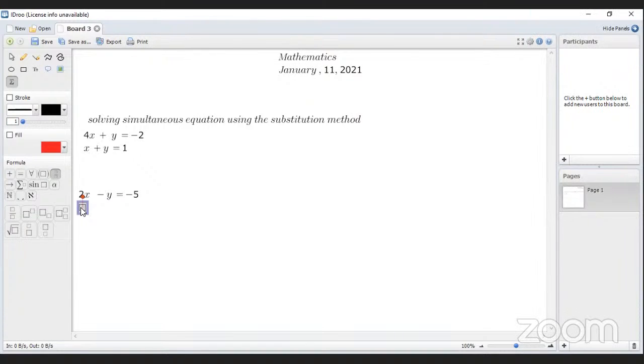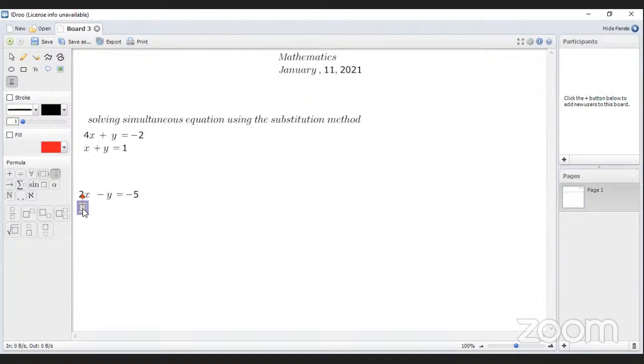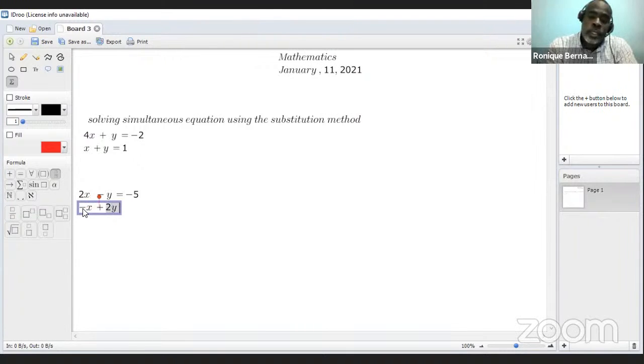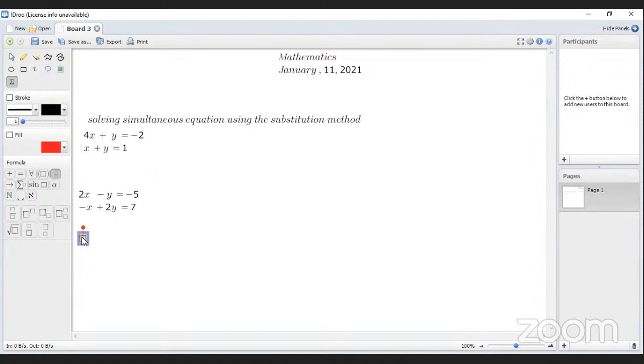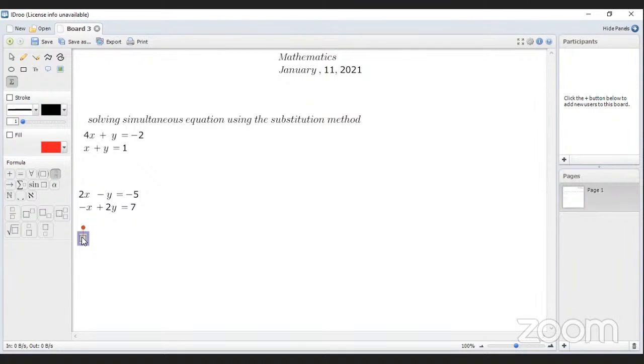Tell us what you have. What's the second equation? Negative x plus 2y equals 7. Okay, so tell us what to do now in terms of the steps. Did you do the question, Shani? I did. So tell me what you wrote now, Shani.